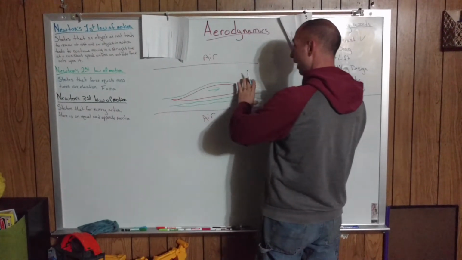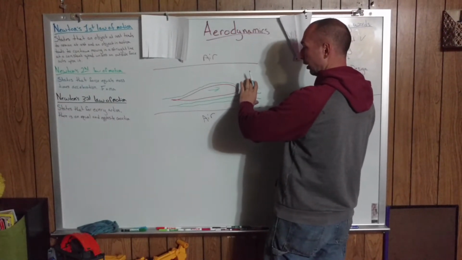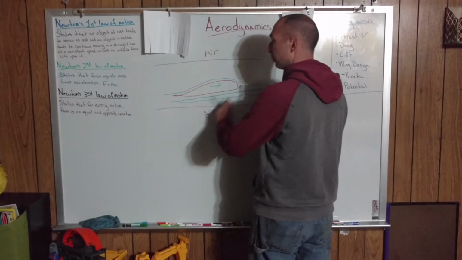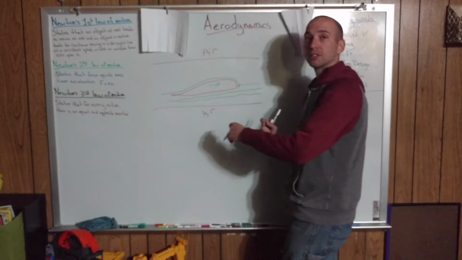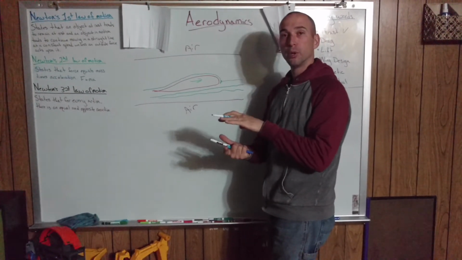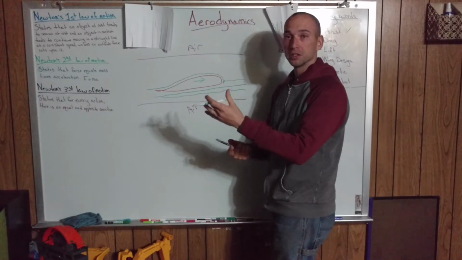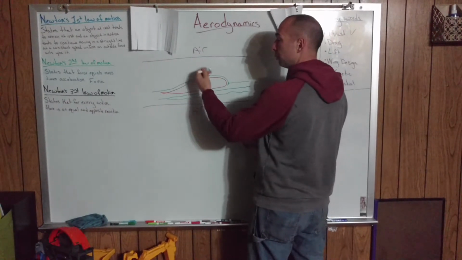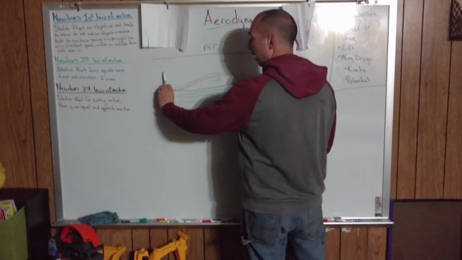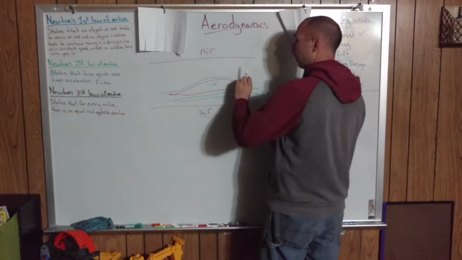Your potential energy right here turns into kinetic energy when it's going around the wing. So it goes faster. Because it goes faster, it becomes less dense, just like the water in the cup, when it's boiling, becomes less dense and turns into steam. It becomes less dense and moves faster. Now it gets to the same amount of air at the end as what you had at the beginning.